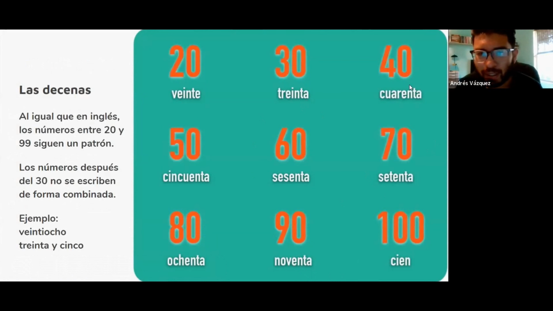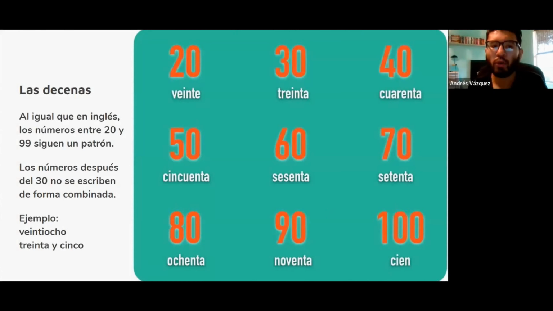Bien, so here are the tens place. Well, what we would have in English as 20, 30, 40, 50, 60, 70, 80, 90. Here we have it in Spanish, no? 20, 30, 40, 50, 60, 70, 80, 90.